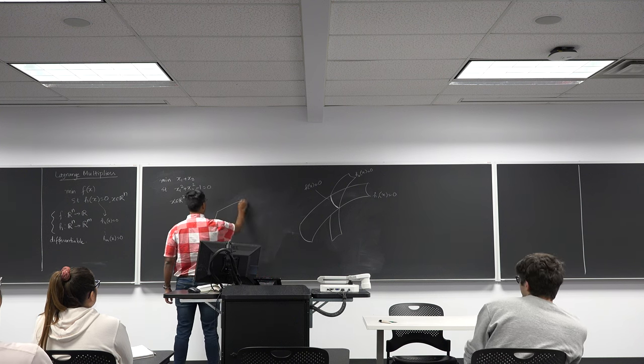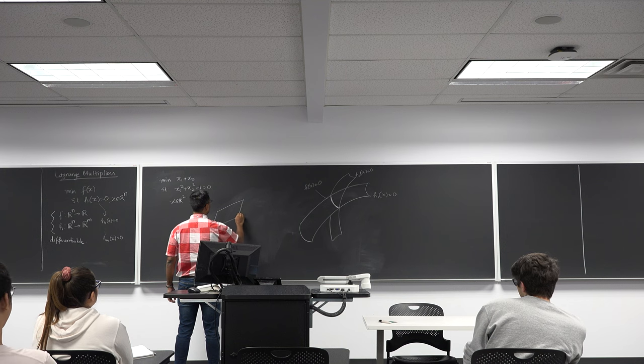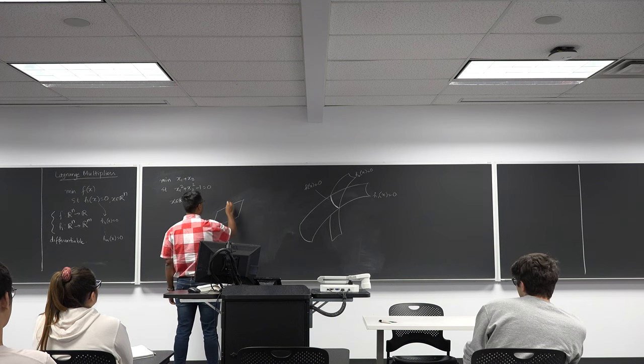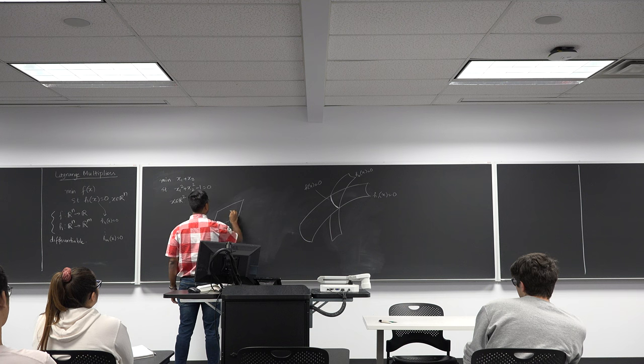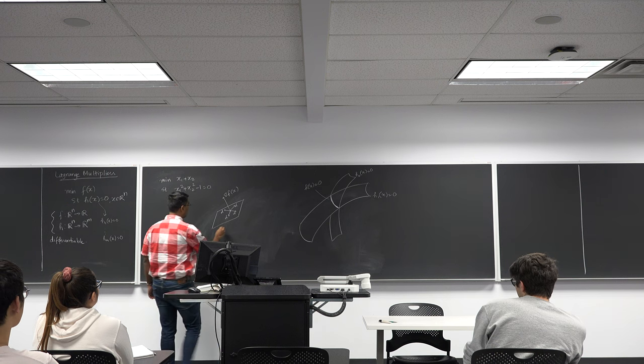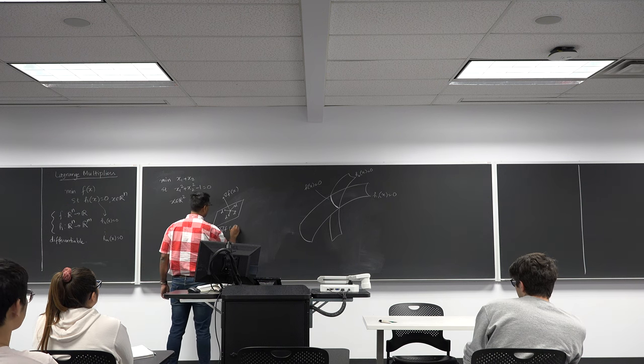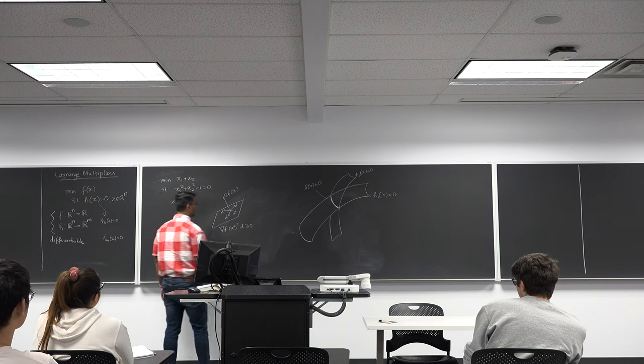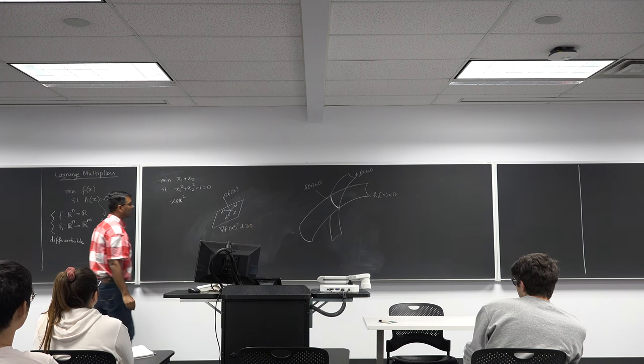In the case of optimization over convex sets, we had said that the gradient of the function with respect to all feasible directions should satisfy the gradient of f at x star transpose d must be greater than or equal to 0 for all feasible d.